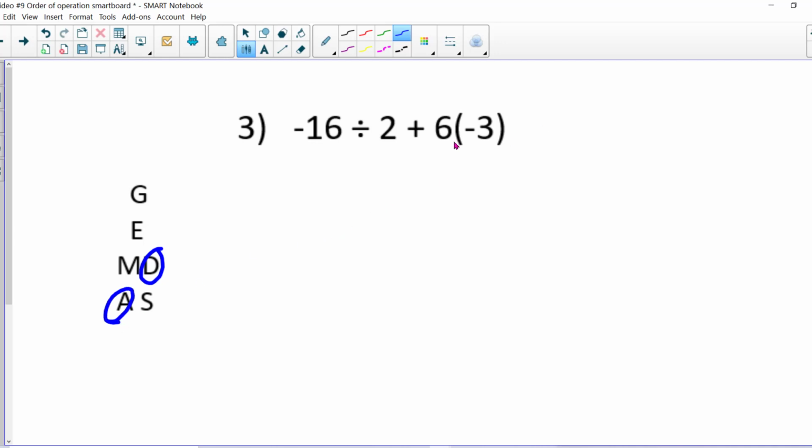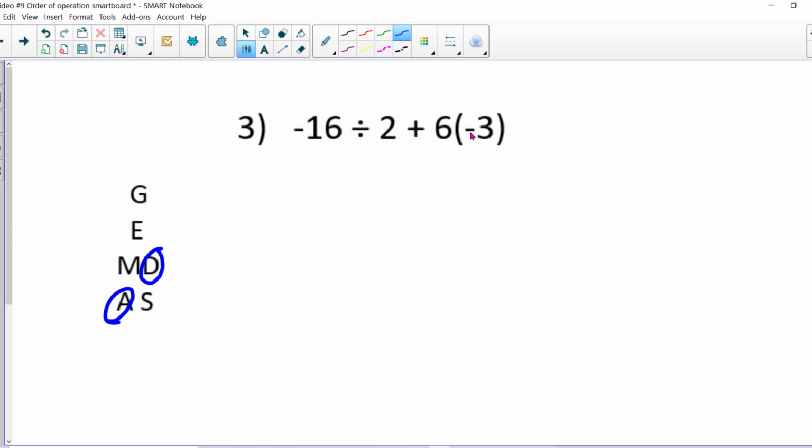And what is this? And you're like, oh, it's parentheses. No, it's not a grouping symbol in the sense it's talking about an operation to do in the parentheses. What does this mean? You remember it means multiplication? How do I know? Because do you see the 6 right next to the parentheses? There's no other operation, plus, minus, whatever. This means 6 times -3.